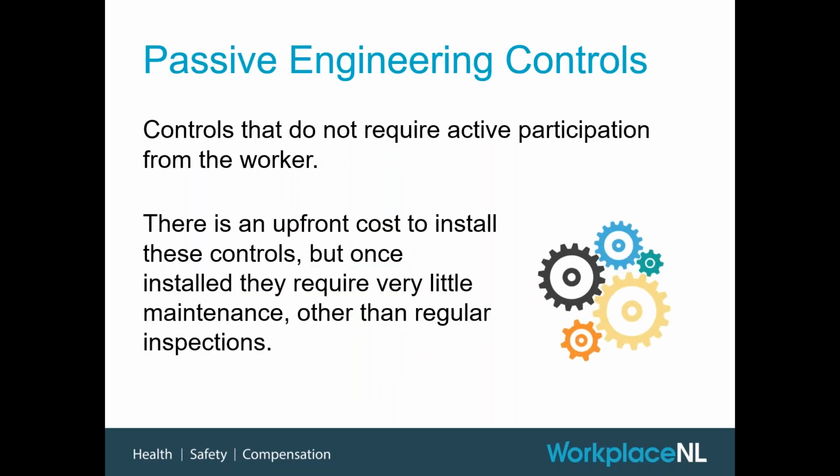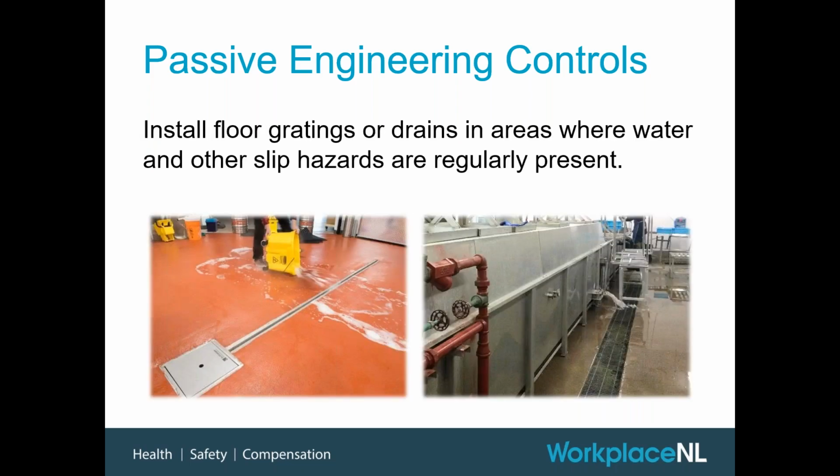So again, the passive controls don't require active participation from the worker. There's an upfront cost to installing these controls, but generally speaking, once they're installed, there's very little that needs to be done with them except maybe a little bit of regular maintenance. When we look at the active ones later, they're going to be a little bit of a different scenario. So there's all kinds of potential passive controls that you can use. Certainly guardrails is one that we're going to look at in a minute.